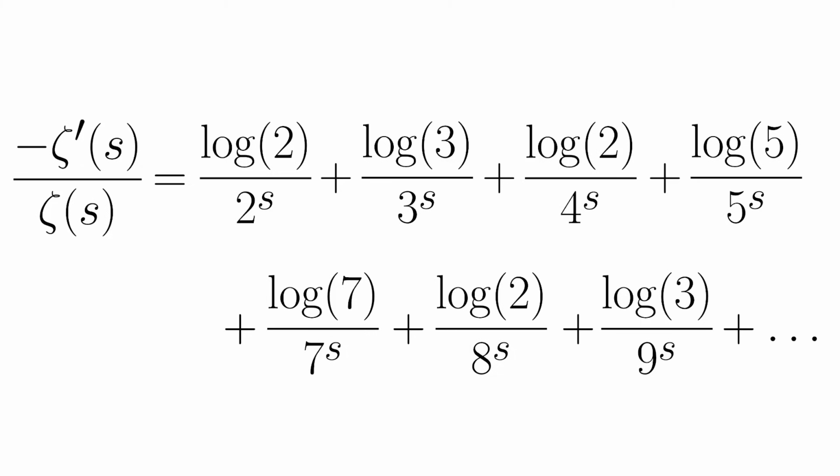Here's the key observation. On the left-hand side of this equality, I have this thing about the zeta function, and on the right-hand side, I have a sum that depends purely on the prime powers. Note that the more prime powers there are, the more terms there are in the right-hand sum. And so in particular, the values of zeta prime of s over zeta of s encode information about the distribution of the prime powers.